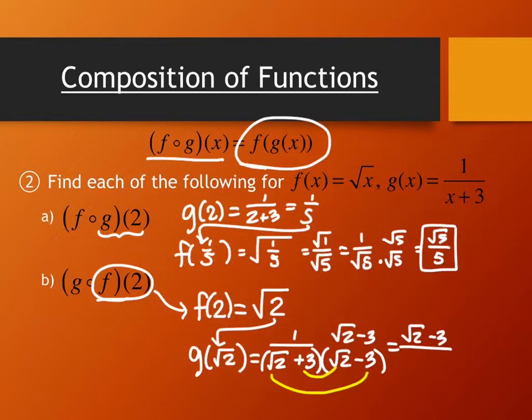So it's the first terms. So it's square root of 2 times square root of 2. What's that? 2. And the last terms, positive 3 times negative 3 would be negative 9. And then 2 minus 9 would be negative 7. So as ugly of an answer, so to speak, as this is, our answer for the problem. And it's not the same as the other direction on part A, right?